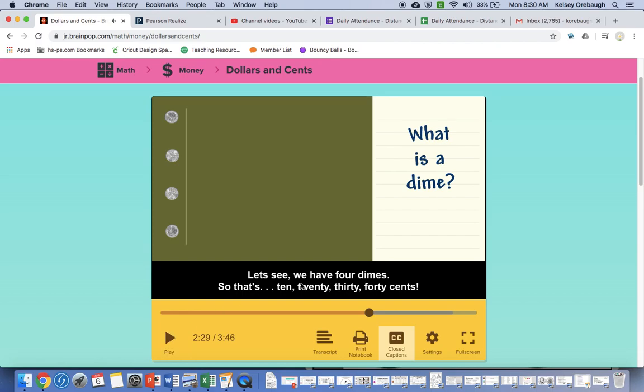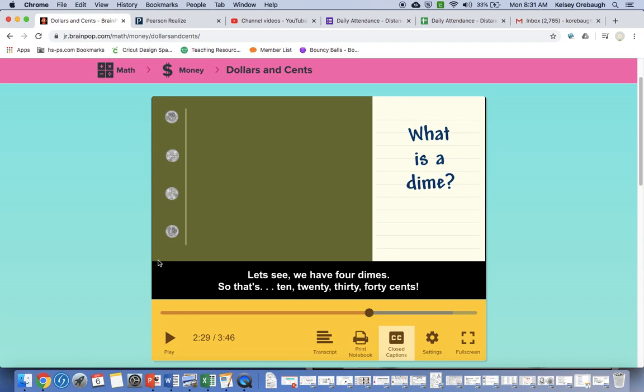All right. Without looking down here, let's skip count together. We know that a dime is worth 10 cents. We can count by tens to find out how much we have here. 10, 20, 30, 40. 4 dimes is worth 40 cents. How many pennies would you need to make 40 cents?